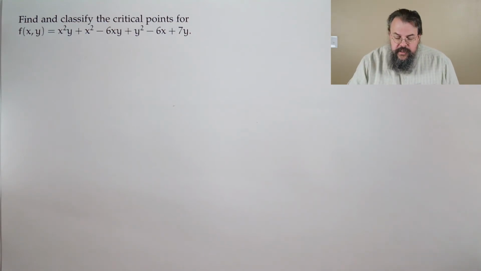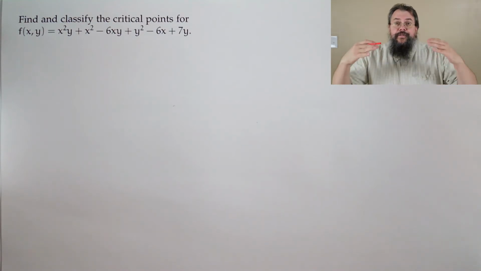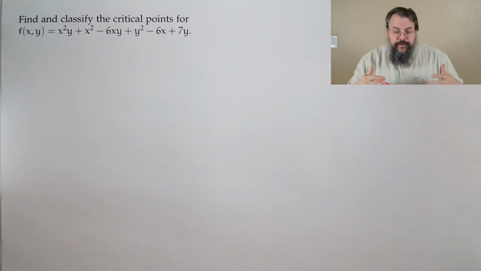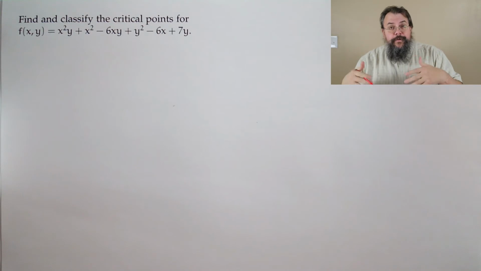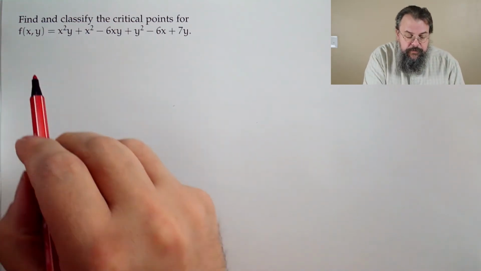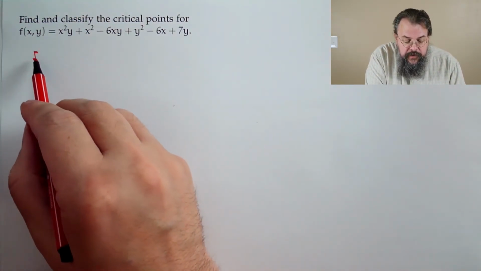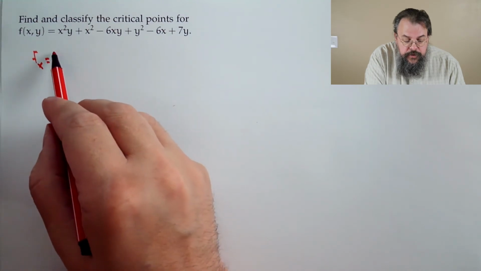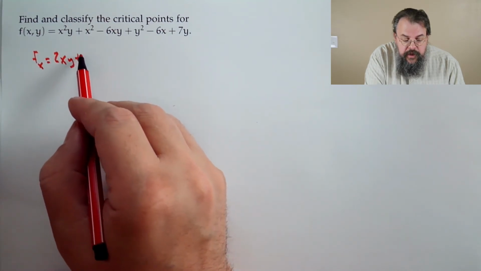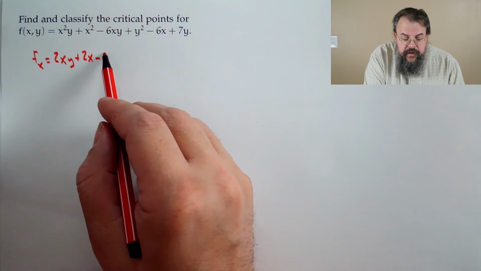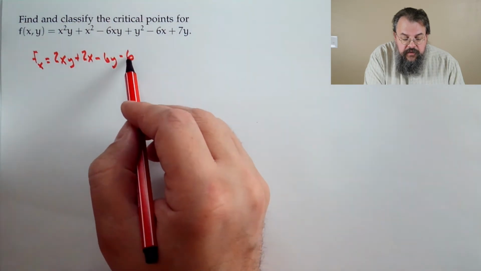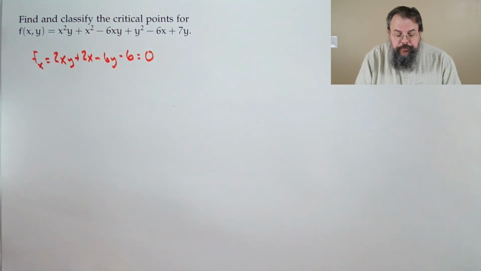Well, okay, let's proceed. It's the same process, right? Partial derivatives, set equal to 0. That's our find. Then we go into our classify stage. So, f sub x, 2xy plus 2x minus 6y minus 6 equals 0.